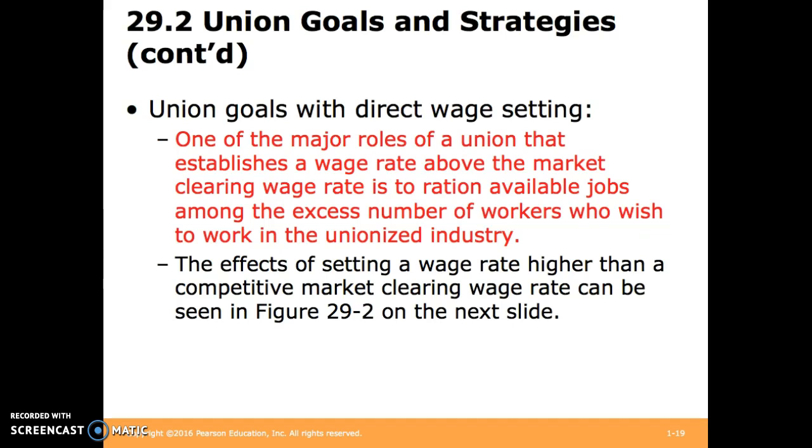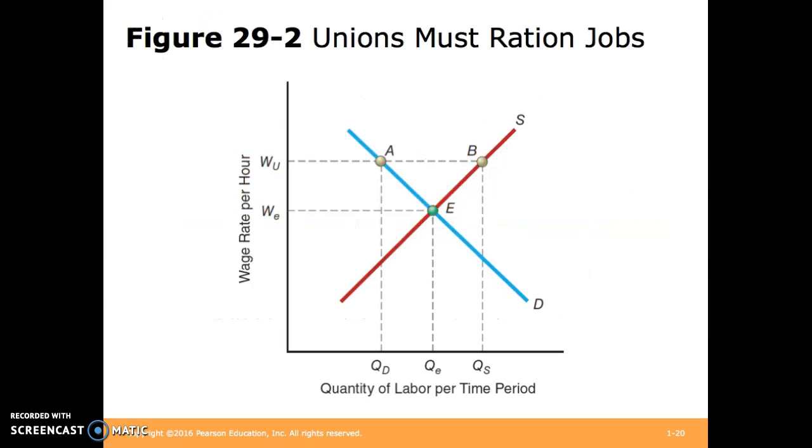One of the major roles of a union, once establishing a wage rate above the market clearing wage rate, is to ration the available jobs among the excess number of workers who wish to work in the unionized industry. This excess number of workers arises from the difference in the wage rate and the competitive market clearing wage rate. We'll see this effect in the next slide.